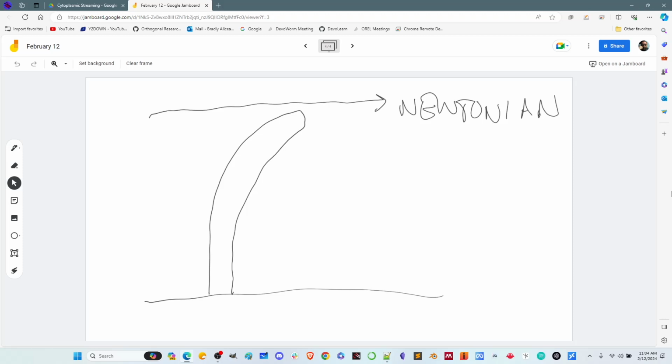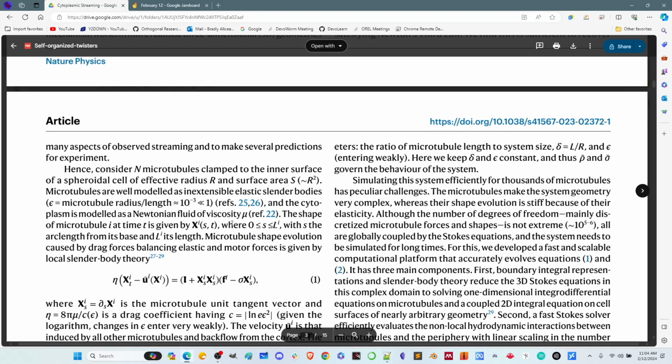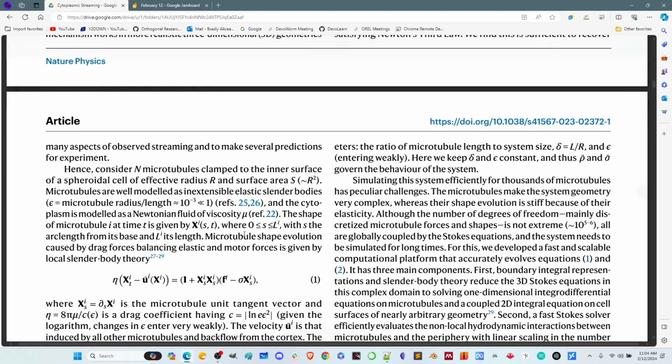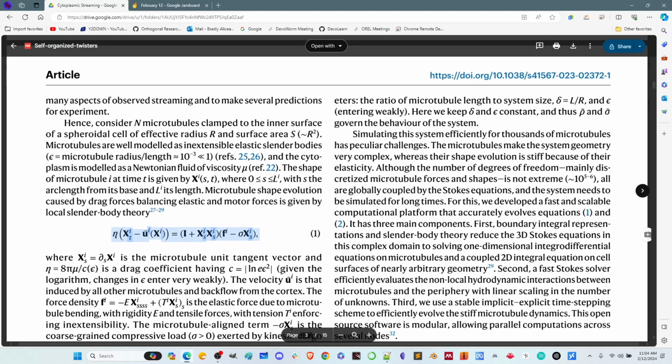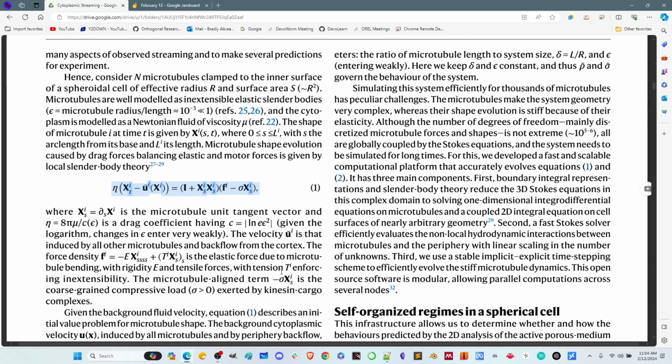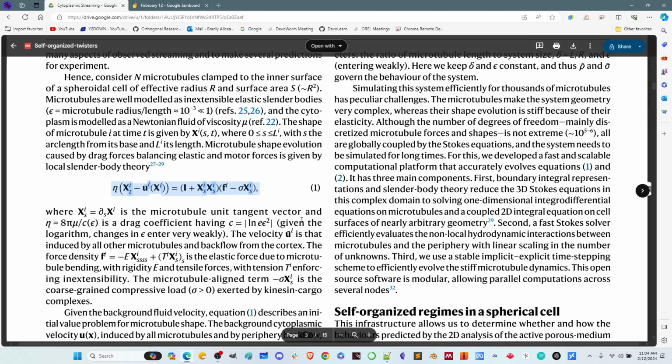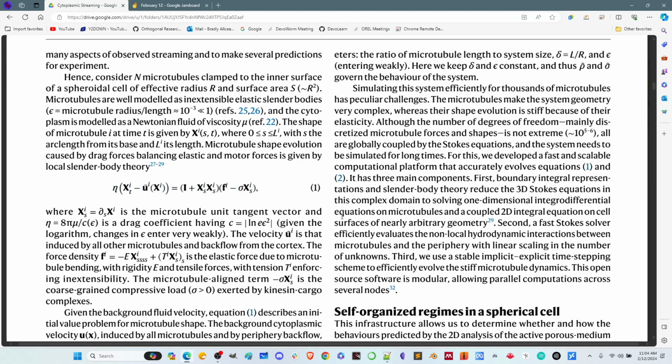And then this is the filament here, which uses several parameters to characterize it. The shape is given by x_i(s,t). The microtubule shape evolution is caused by drag forces balancing elastic and motor forces, given by local slender body theory, which is this term here. And so we can model this as a physics problem, where the filament is bending with respect to the flow, and there's a transport that's going to happen in the system.